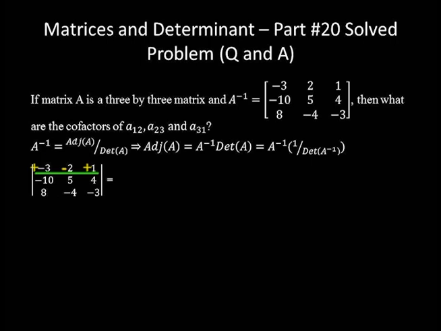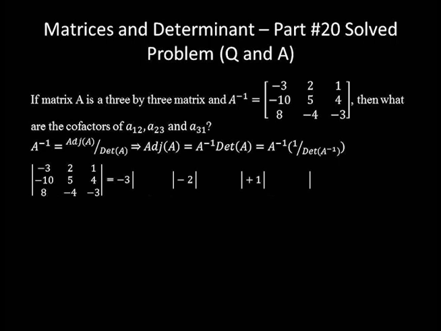The sign of negative 3 is positive. Positive times negative is negative. Thus, minus 3 times the determinant of the first 2 by 2 matrix. Let's form the summation first, and then we will find the elements of the 2 by 2 matrices. The sign of 2 is negative, so minus 2 times the determinant of the second 2 by 2 matrix. The sign of 1 is positive, thus plus 1 times the determinant of the third 2 by 2 matrix.